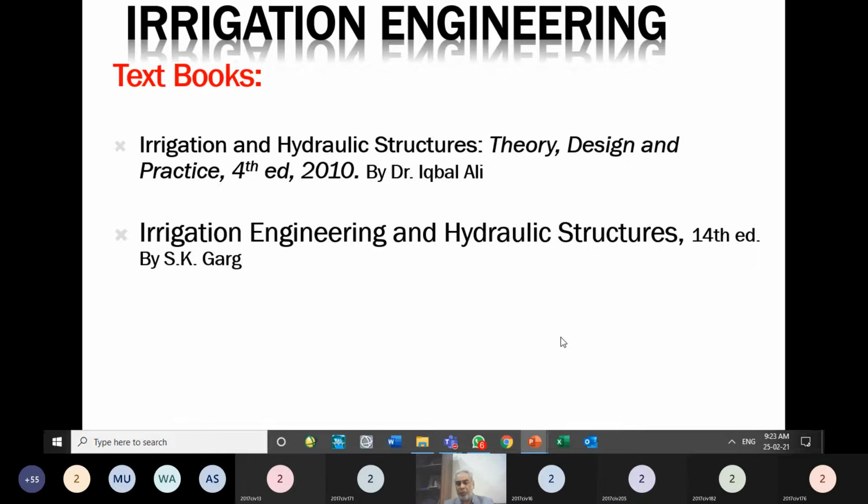Even covers the dams and the spillways and stilling basins. So it goes beyond the topics of Iqbal Ali. Iqbal Ali is relatively concise, while this is more detailed and easily written. So SK Garg's book of Irrigation Engineering and Hydraulic Structures is what I will recommend; that should also be with you.